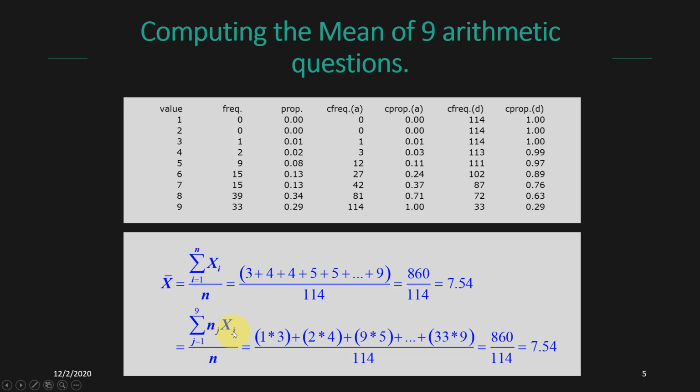So doing the sum of n times x for each level of x, and then dividing by n is a handy shortcut if we've already got our data in this frequency table. If you don't have your data like this, it's probably going to be easier just to calculate the mean this way, or realistically just using a function on the computer to get the mean for you. But you can see that whichever way we take, we end up at 7.54 as the mean of these 9 arithmetic questions.